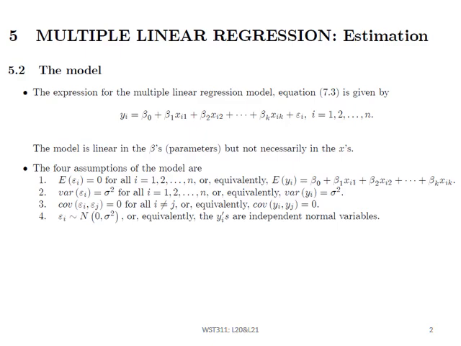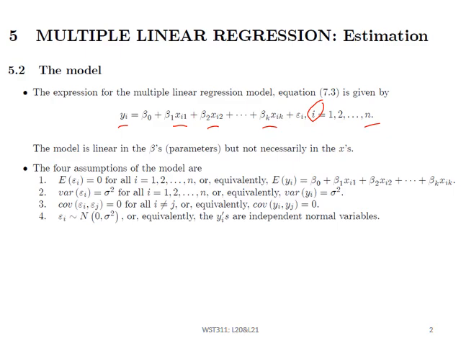Simple linear regression models the value of y, the dependent variable, as a function of a single independent or explanatory variable. In multiple linear regression, we actually use more explanatory variables. In this notation here, we have k explanatory variables. The index i refers to the observation. We therefore, in this notation, have n observations.